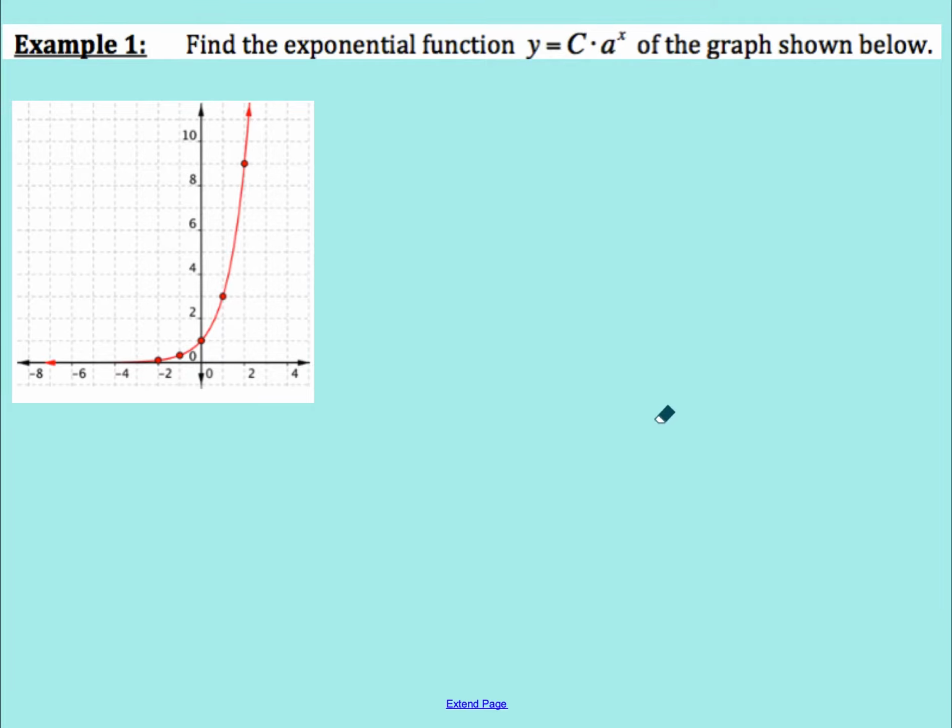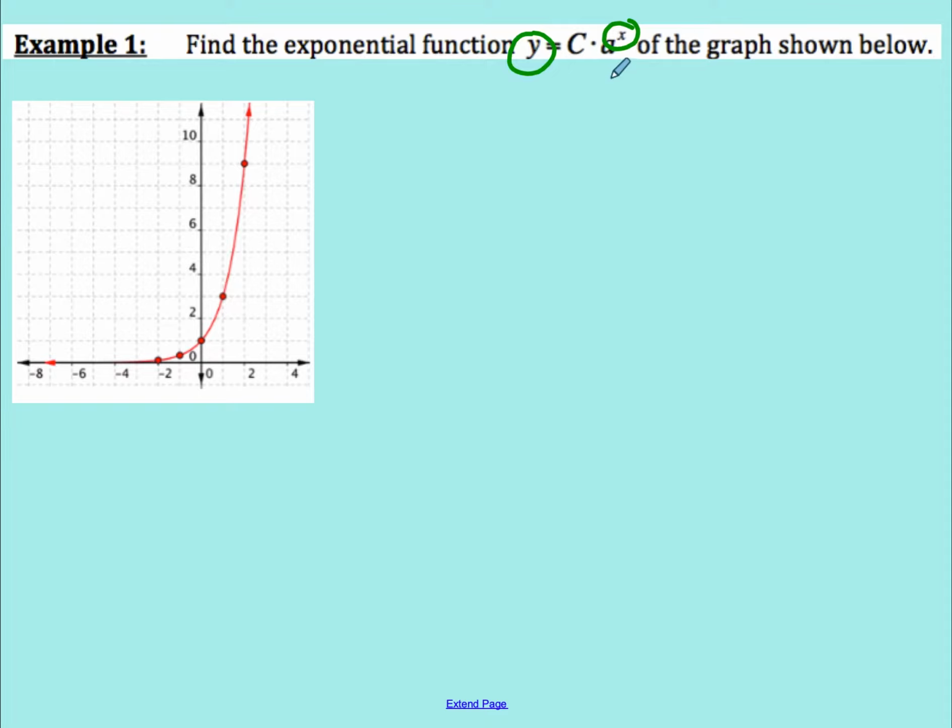All right, welcome to example 1. We've got to find the exponential function. The equation for our exponential is y equals c times a to the x of the graph shown below. So anytime, you guys, we are finding an equation, our final answer will always have an x and a y in it. So this means we need to figure out what is c and what is a.